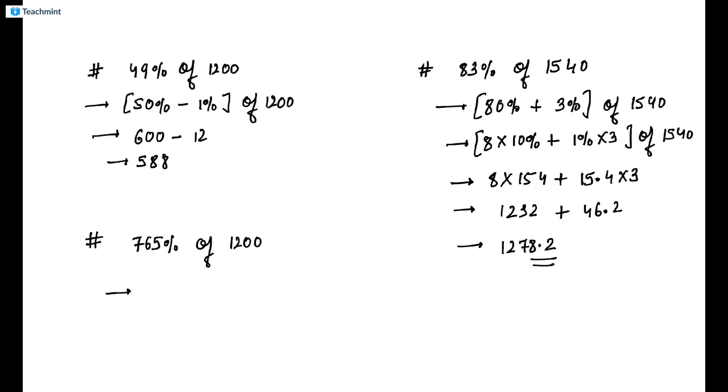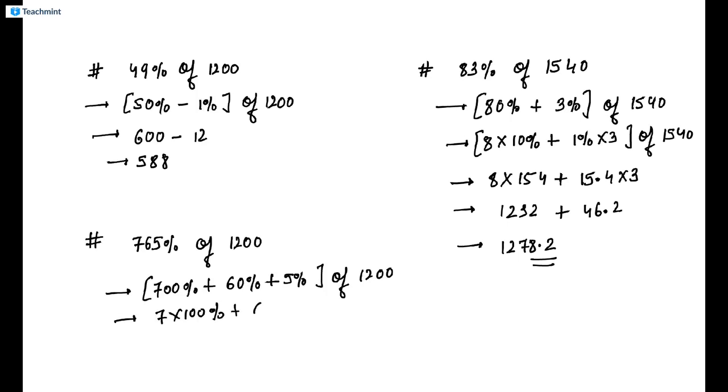Now if I solve this question, it will be 700 plus 60 percentage plus 5 percentage, right, of 1200. Very easy. You can write this as 7 into 100 percentage plus 6 into 10 percentage plus 5 percentage, of 1200. Now it is very easy to calculate. What is the 100 percentage of 1200? It is 7 into 1200, plus what is the 10 percentage?